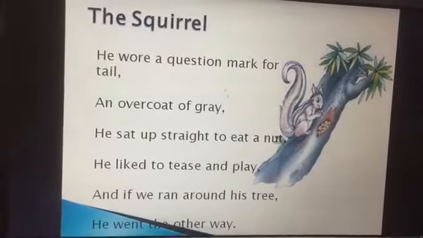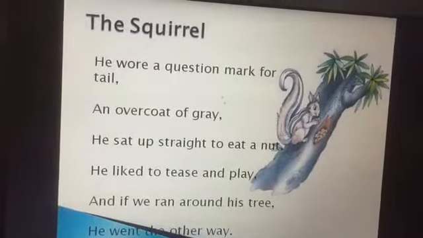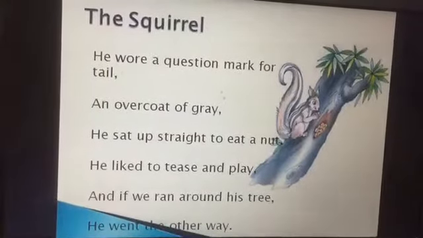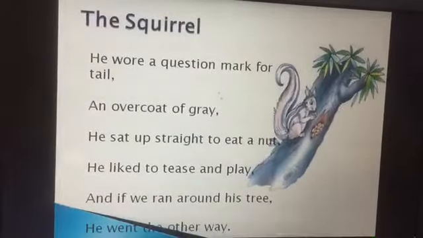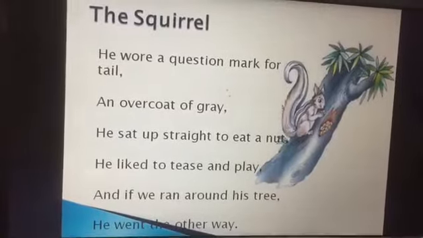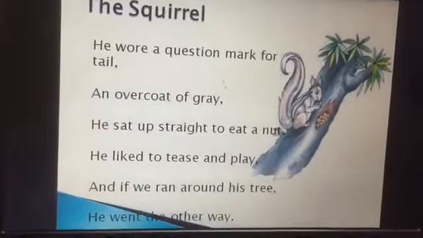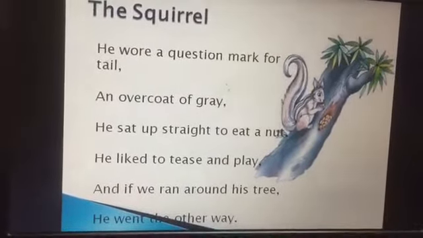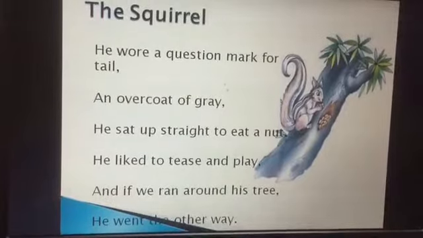So here the fur of the squirrel is referred to as an overcoat. And why grey? Because the fur that we see on the body of the squirrel is grey in color. Grey, you understand? The mixture of black and white together. If you mix black and white together, it will give you the color which is known as grey. Okay, so we move to the third line.